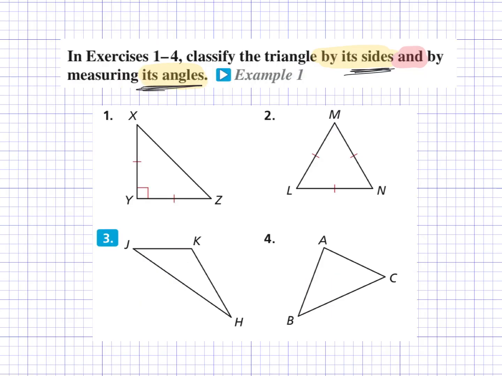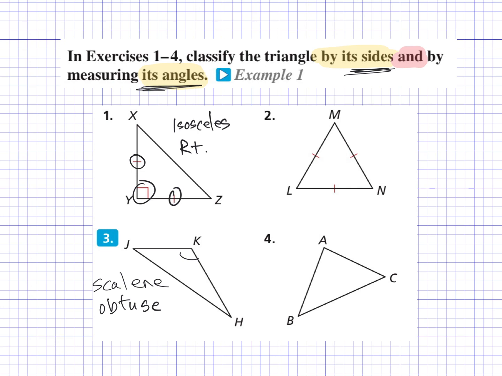Okay, classify by sides and by angles. So number one, by sides first, that's isosceles. There's two that are the same. Learn how to spell it. And then by its angles, well, 90 degrees means right. So it's isosceles right triangle. Number three, this is obtuse. It's bigger than 90, so that's going to be an obtuse by the angle. And then there's no markings for sides, so this would be scalene. So obtuse scalene or scalene obtuse. We usually give the angles first. So number one would be right isosceles, and number three would be obtuse scalene.